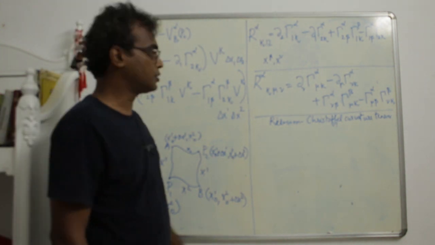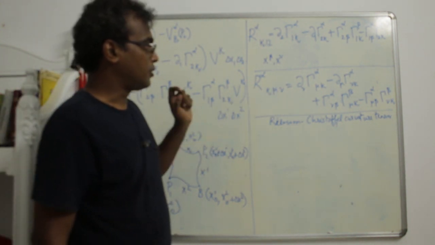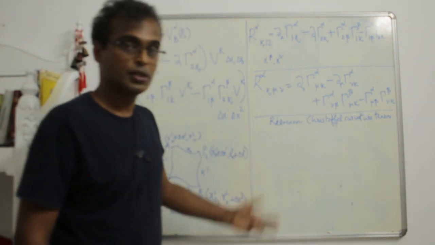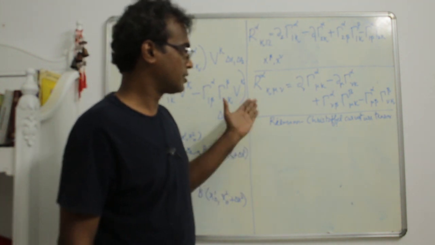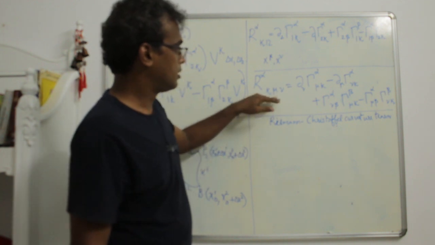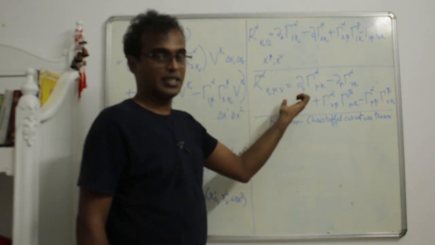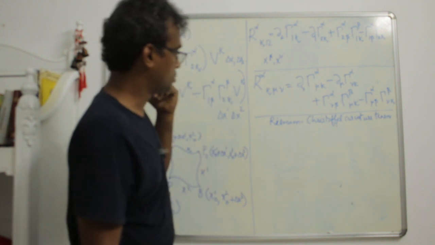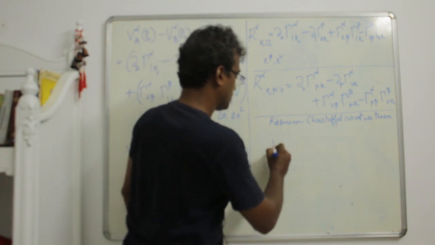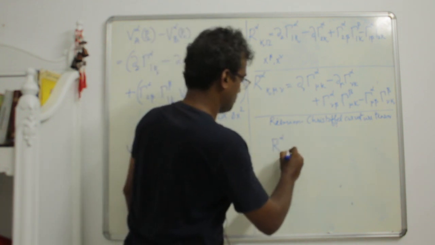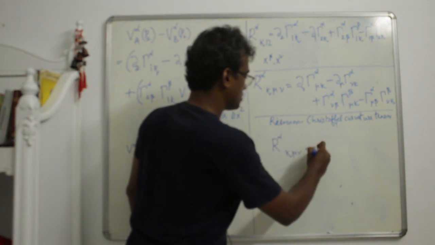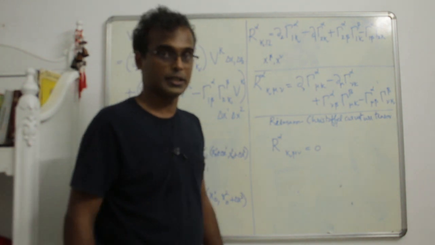Now, before we end this lecture, we could observe a couple of important properties of the Riemann-Christoffel curvature tensor, which is simply often referred to as the Riemann tensor. It is that since the curvature of the spacetime is measured by this, we could say that the spacetime would be flat if R alpha kappa mu nu is 0 everywhere in that space.